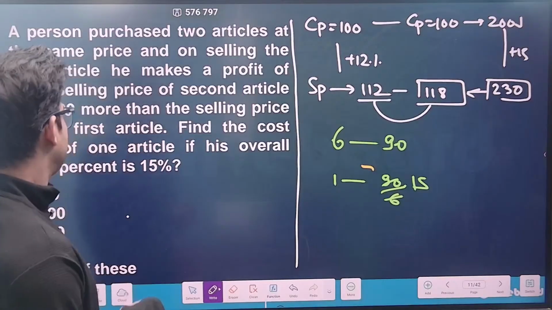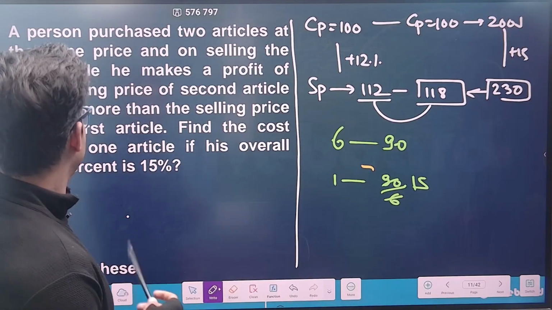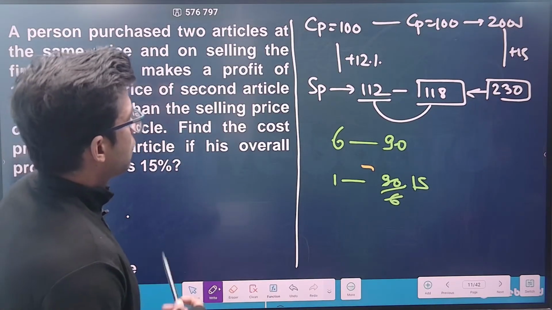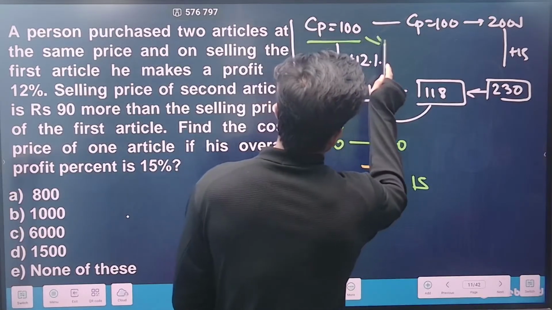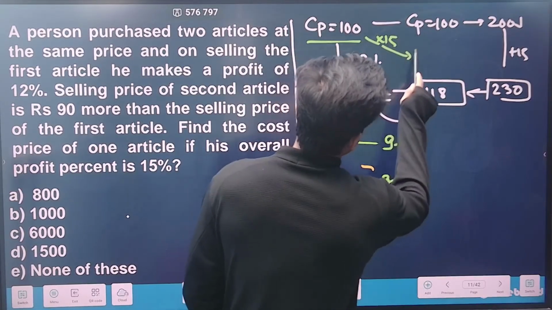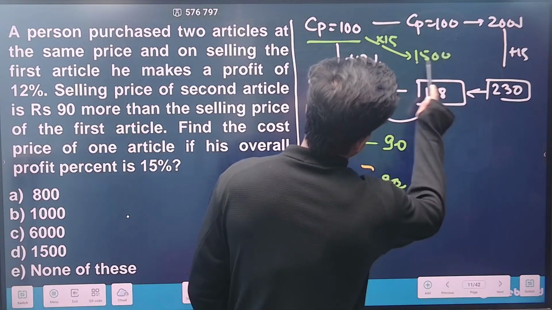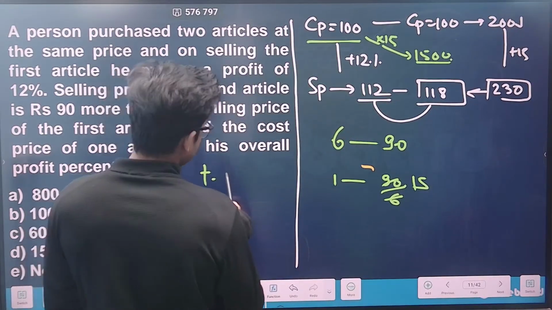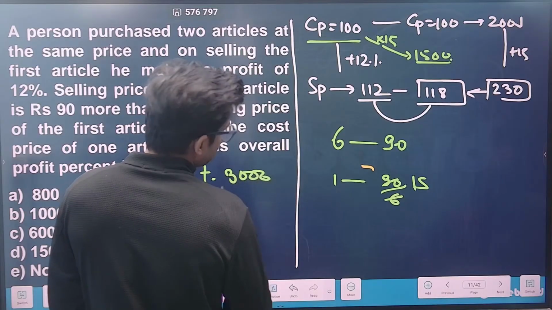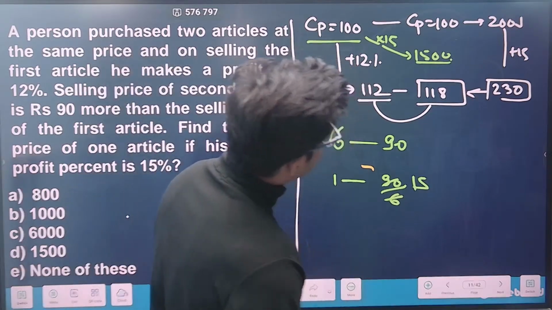So they are asking what? Find the cost price of one article. Cost price of one article is 1500, because multiply this by 15, you will get 1500. I hope this is clear, everyone. And the cost price of both the articles would be 3000. So this process is known as reverse engineering.